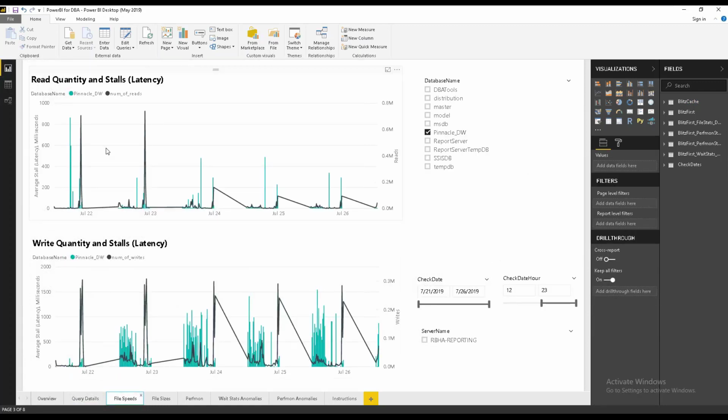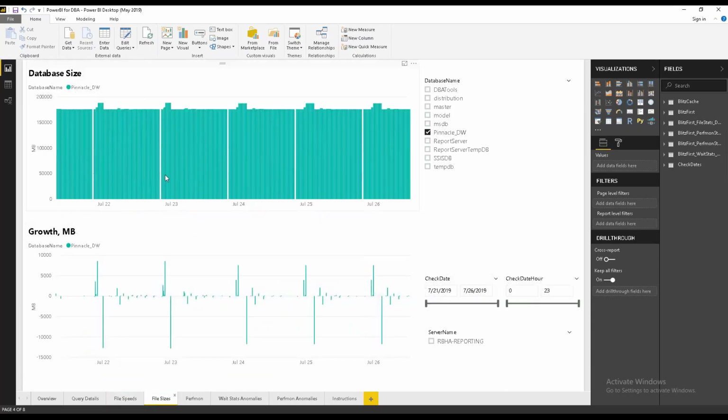We can look at latency, data latency for the various databases. These are called read quantity and stalls. These are kind of a measure of how quickly data is getting in and out. This data looks pretty good. Pretty low latency on this server. You can monitor database growth. So the data warehouse kind of stays about the same, it looks like, on this system over time. There's a little bit of growth. There's some auto growth that comes on periodically.